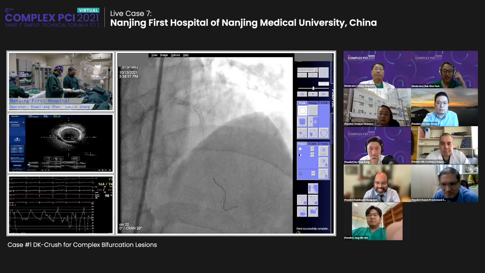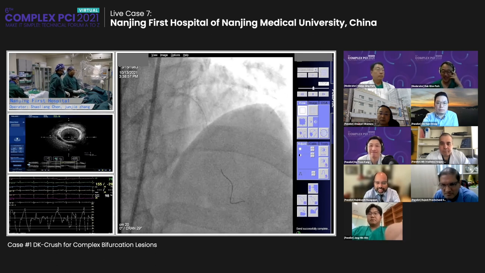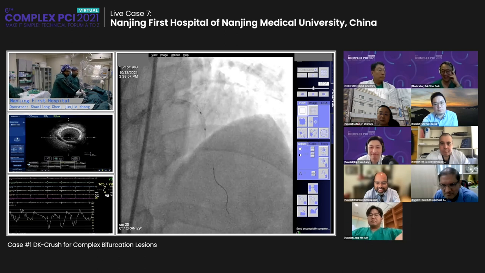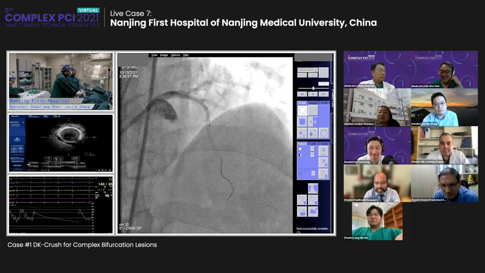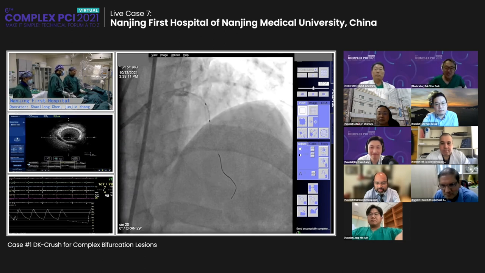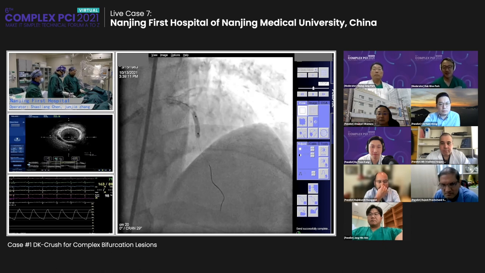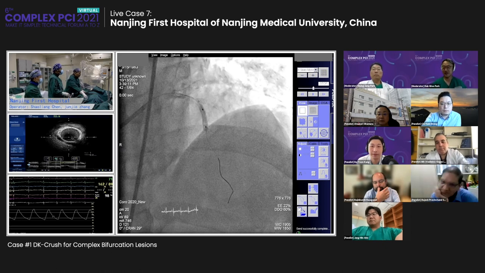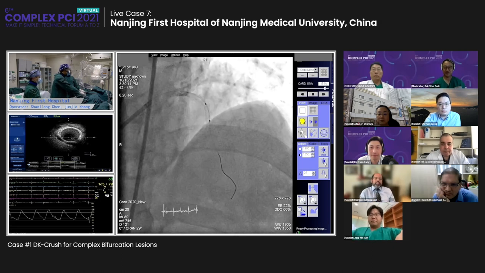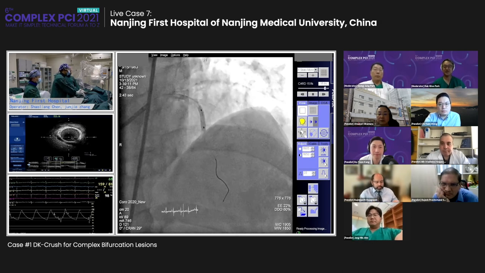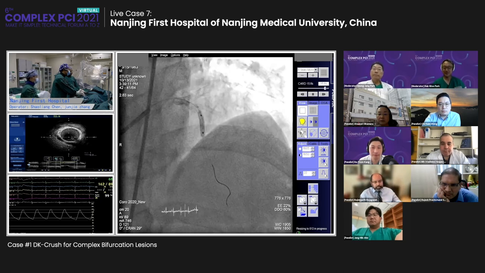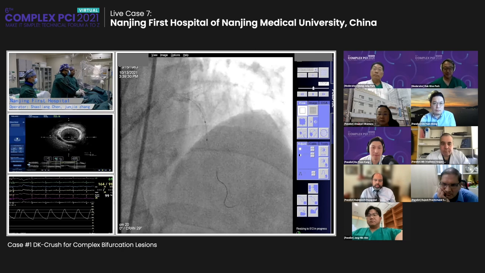Okay, you have enough time. It's very interesting to see your live case. Oh, thank you. Okay, it's very easy to get the balloon down. So, this is 3.5, right? Yeah, this is a 3.0. Because the stent is distal to the septal branch, according to the IVUS the distal already looks like a 3.0. So if I use a 3.5, I think it will not be safe.